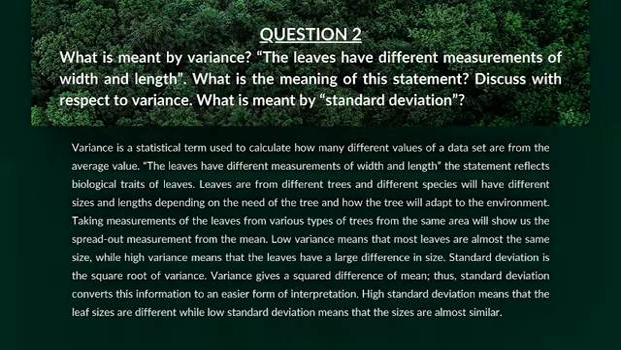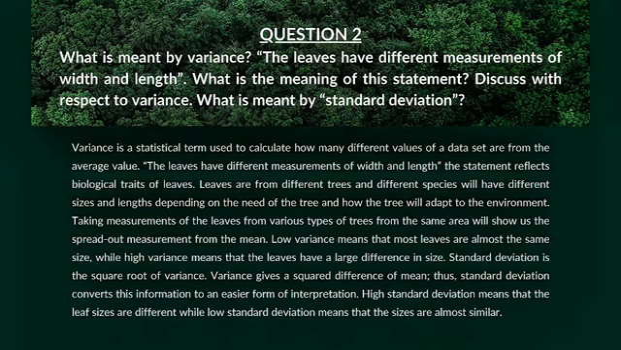Question 2. What is meant by variance? The leaves have different measurement of width and length. What is the meaning of this statement? Discuss with respect to variance. What is meant by standard deviation? Variance is a statistical term used to calculate how different the values of a data set are from the average value. The leaves have different measurement of width and length.